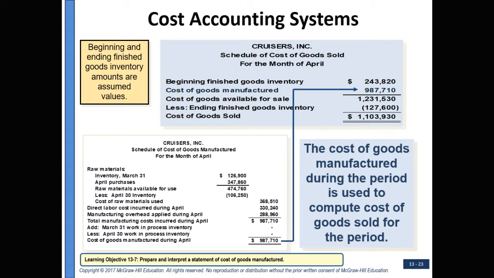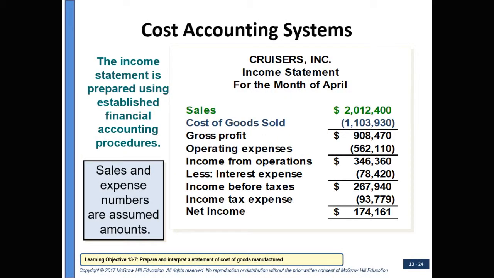There is $127,600 of ending finished goods inventory, arriving at a cost of goods sold of $1,103,930. The income statement is then prepared using the established financial accounting procedures. Sales and expense numbers here are assumed amounts. Recall, this is a traditional format for the income statement. This is not a contribution margin format.